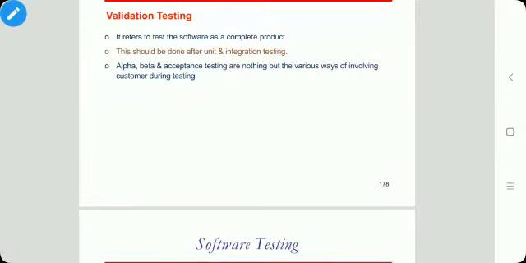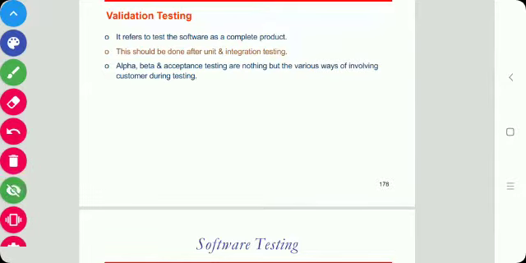Dear students, the topic for this section is validation testing. Validation testing refers to testing the software as a complete product, and this should be done after unit and integration testing, because after unit and integration testing we will have the complete system, and we have to test the software from the perspective of the customer.